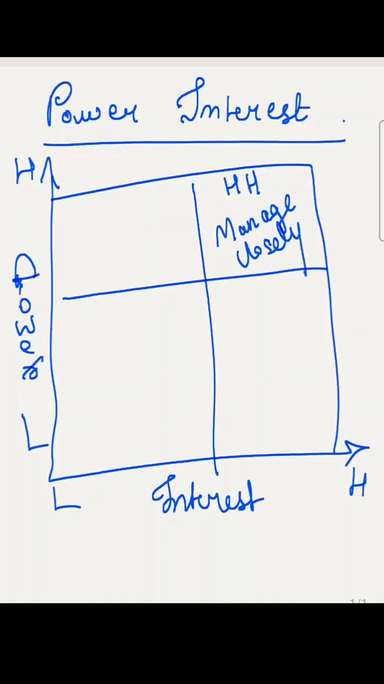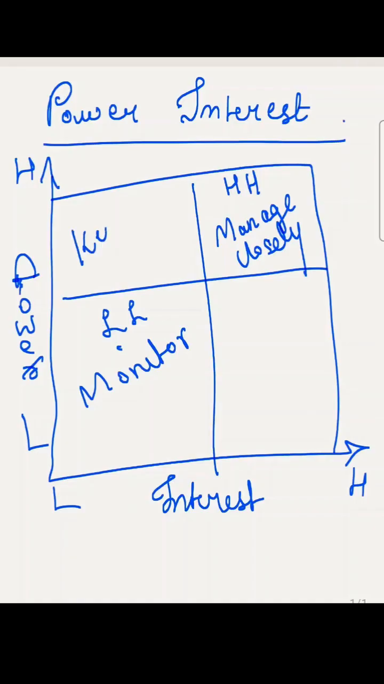Low power, low interest, which is exactly the opposite of high power and high interest. For stakeholders in this quadrant, we need to monitor them. These stakeholders have minimal influence and interest. While they do not require intensive management, it's still important to monitor them to ensure their needs and concerns are addressed if they arise.